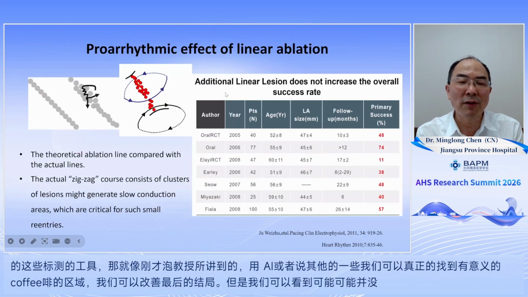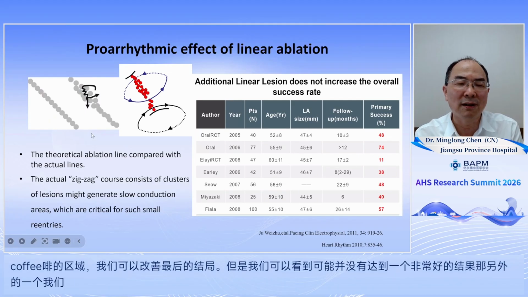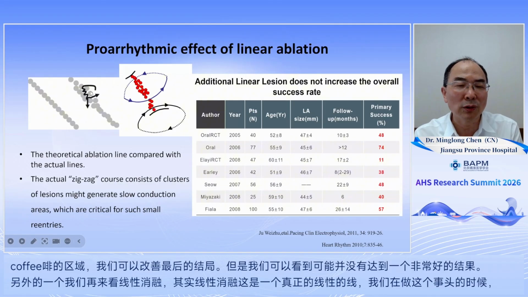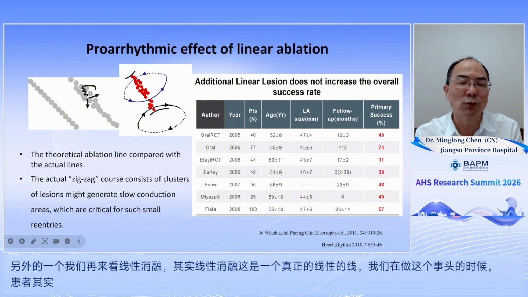And how about the linear lesion? This is the true linear line. But actually, when we do the linear lesion, the patient is breathing and the heart is beating. Often you are creating a narrow band. At the edge of this narrow band, these are the half lesion areas.